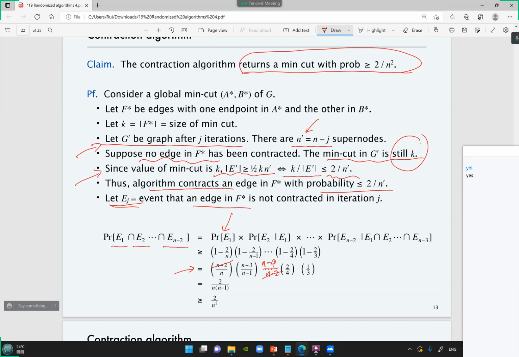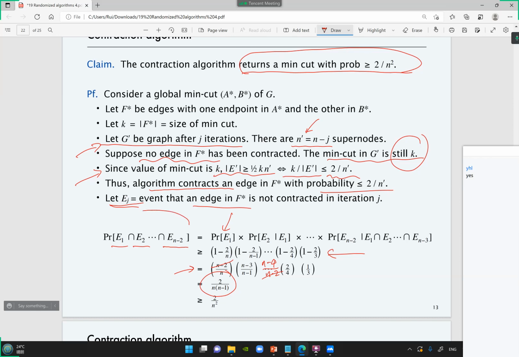Okay. And then, if you just expand out this entire expression over here, you're going to see that a lot of terms cancel out. And in the end, the only things which don't cancel out is going to end up being something like this 2 over n squared thing over here. These are the only terms that remain after this.